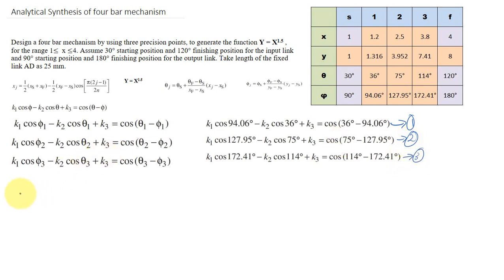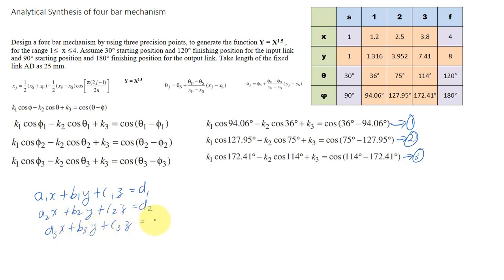These three equations are of the form a1x plus b1y plus c1z is equal to d1, a2x plus b2y plus c2z is equal to d2, and a3x plus b3y plus c3z is equal to d3. So use your calculator for solving these equations with three unknowns.